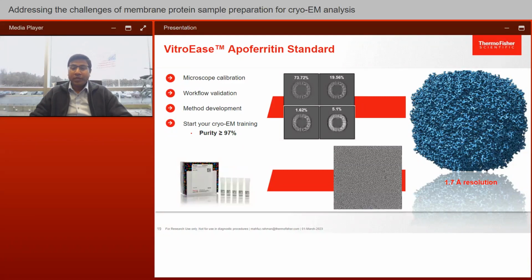If you are new to cryo-EM and want to learn the workflow, it is recommended to start your training with apoferritin.